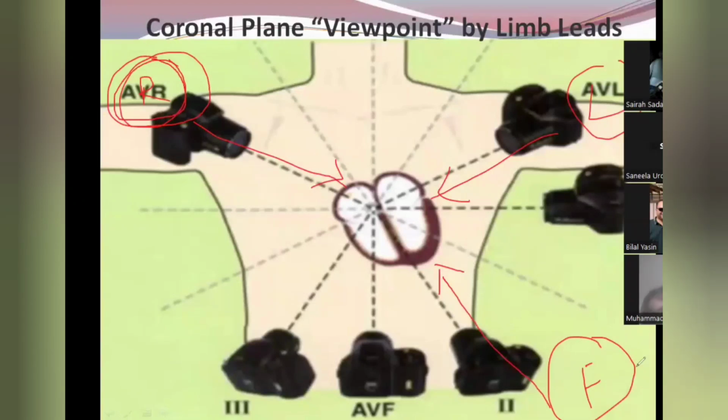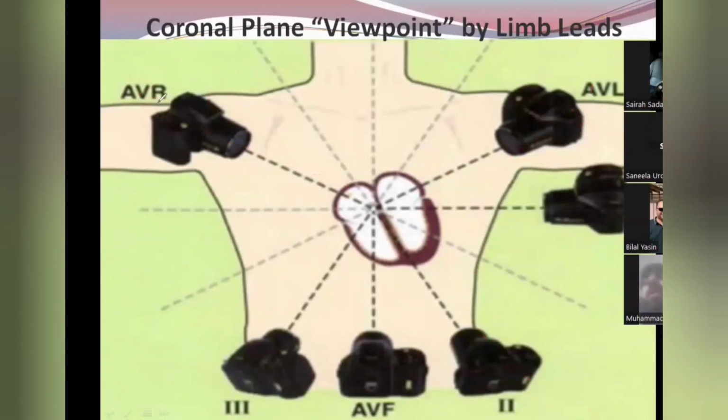So this electrode doesn't know what's going on here. Now, this is placed on the right side, so it will give you information of the right lead, that is basically AVR. R for right. When we place the left electrode here, it gives you information about the AVL, that is on the left side. The left electrode is looking at the heart from the left side. It records AVL, that is also on the left.